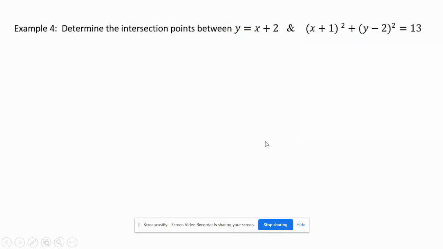Okay, guys, we're doing the exact same thing for example 4 over here. We have a line y equals x plus 2. Guys, I'm just going to go ahead and solve this one graphically too. I hope that this one works better than our last one did for us here.